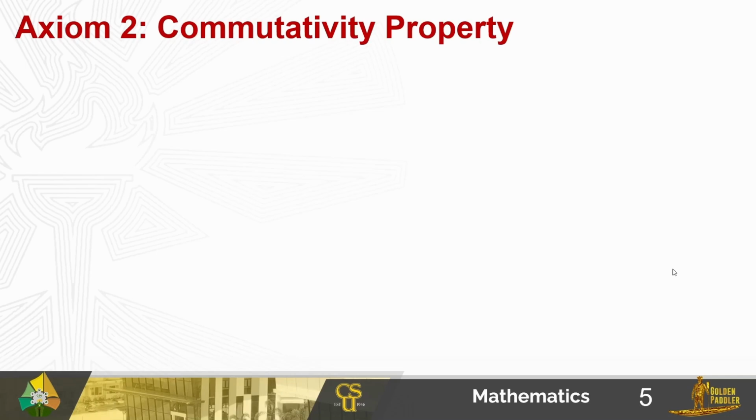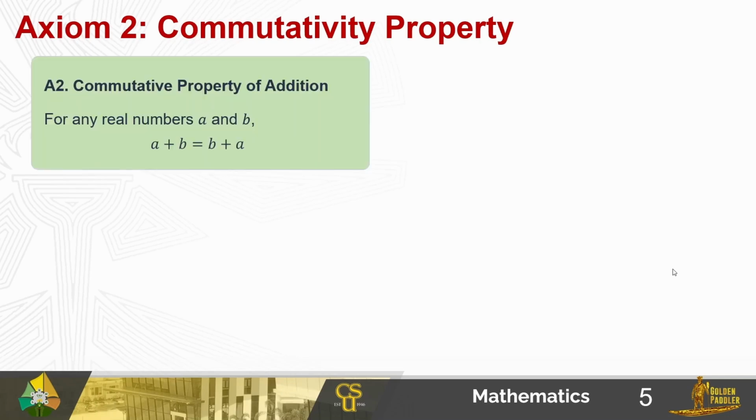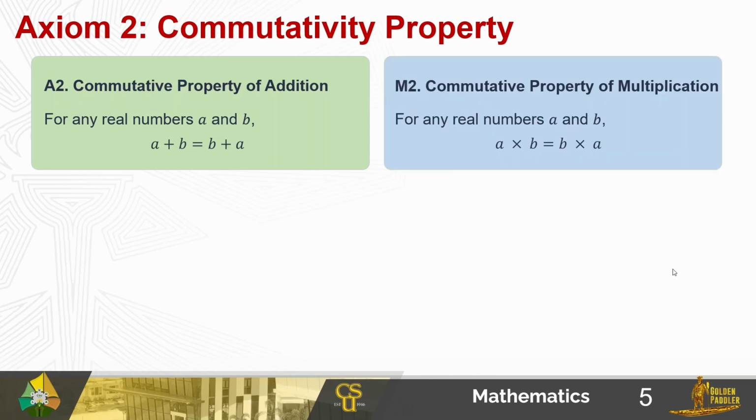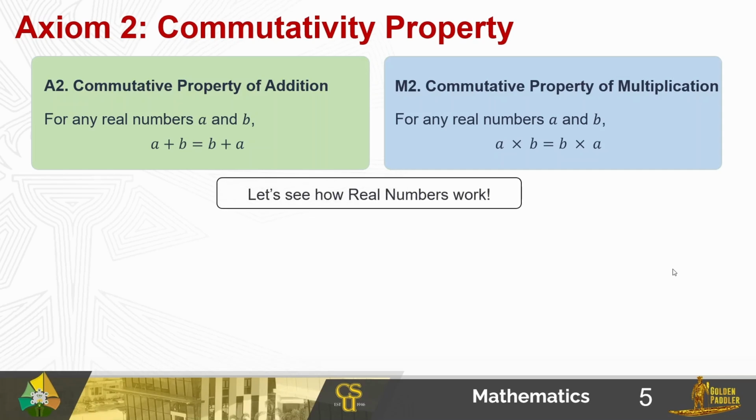Now, let's proceed to the second axiom. Axiom 2 is the commutative property. The commutative property of addition states that for any real numbers a and b, a plus b is equal to b plus a. And for multiplication, a times b is equal to b times a. Now let's see how it works.